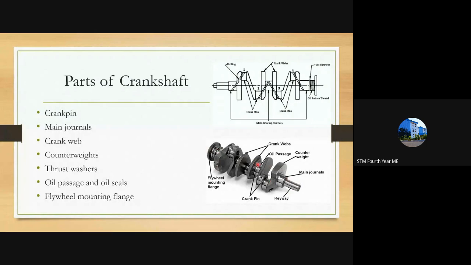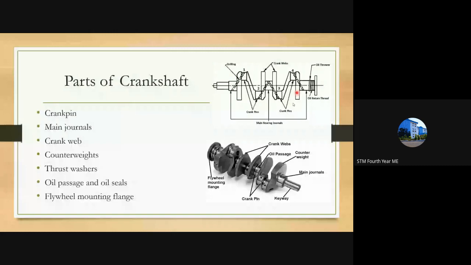So first the crank pins are formed, and then crank pin and main journals are formed, and then counterweight is added to balance the weight of the crankshaft at both ends. Or the problem occurs when on one side there is more weight, this side will be tilted more than the other side. So that does not happen. It must be uniform throughout. For that, counterweights are added.